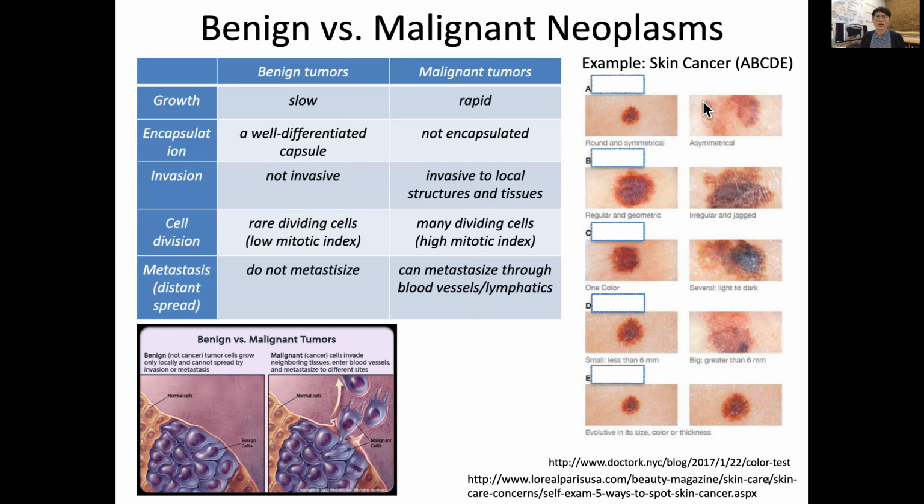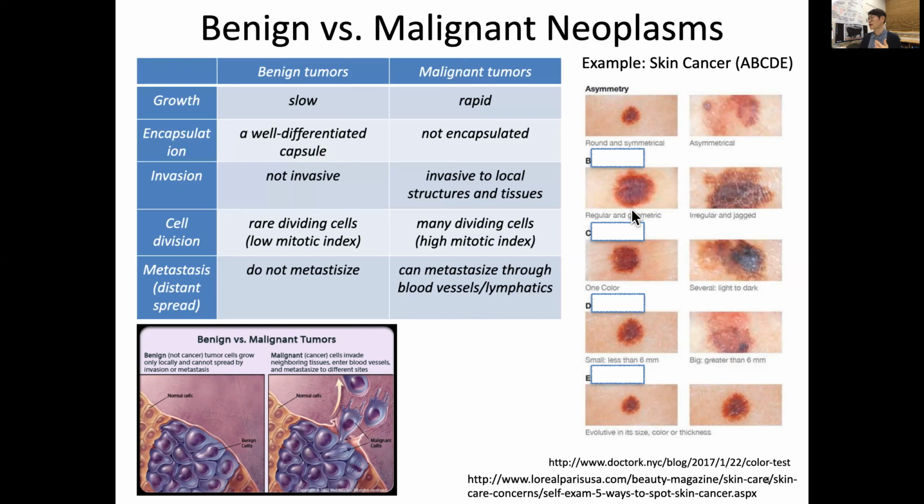So that's very important to distinguish. So here, you can see the left column is benign, while the right column is malignant. Let's see the simple ABCDE rules. Round and symmetrical is a good sign, while asymmetrical means it can be more malignant. So that asymmetry is an important factor.